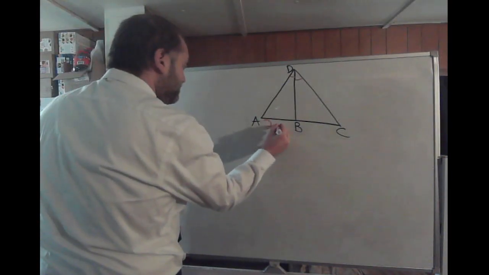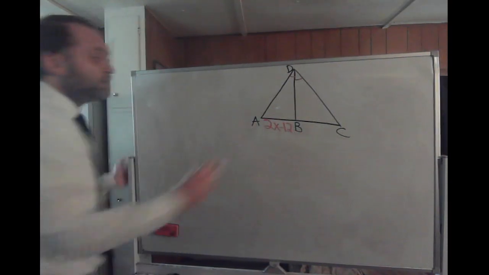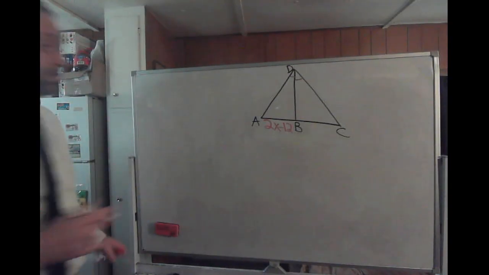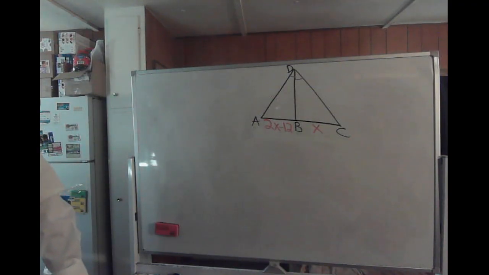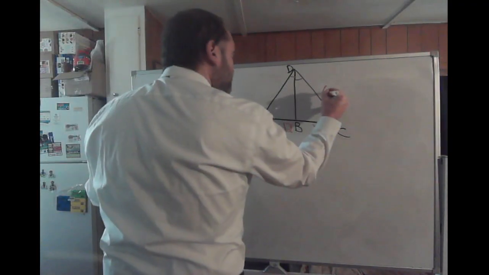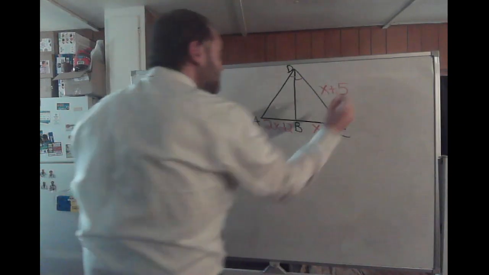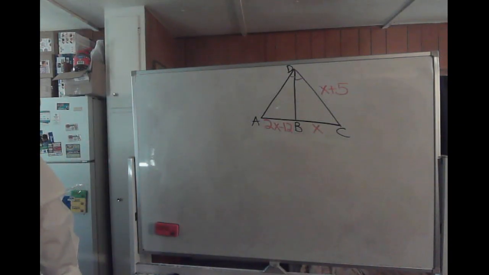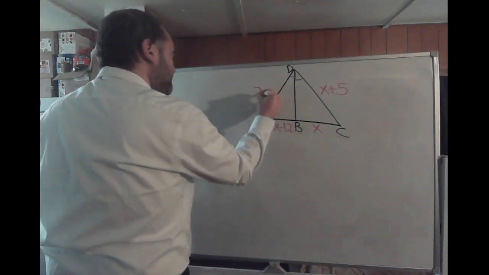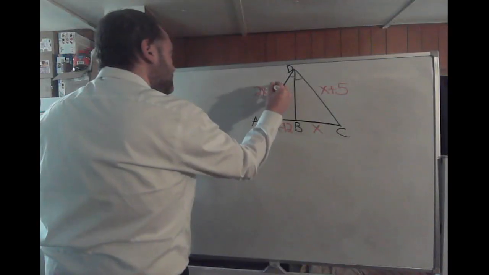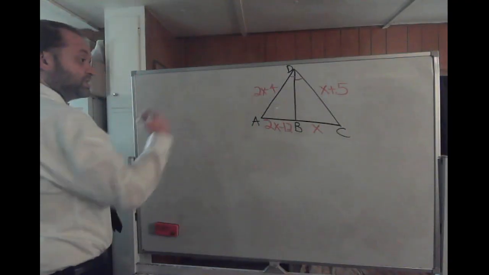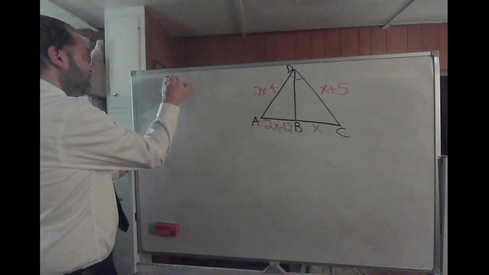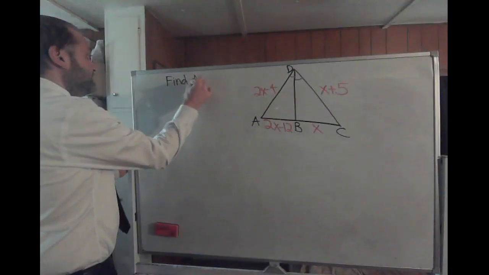This is different. AB is equal to 2x minus 12. BC has a length of x. CD has a length of x plus 5. And then AD has a length of 2x minus 4. We got to find the length of AC again. So this time we have all variables. We are going to find the length of AC.